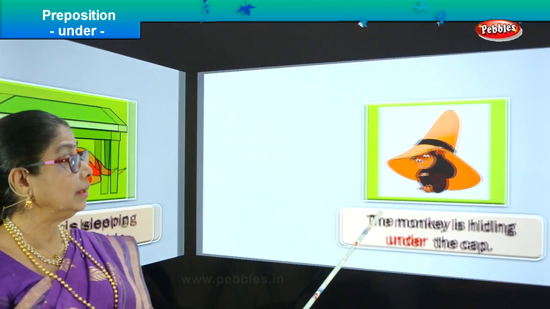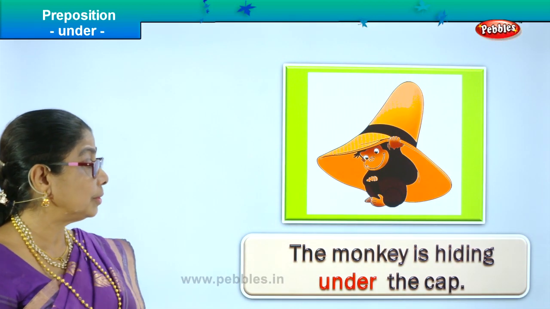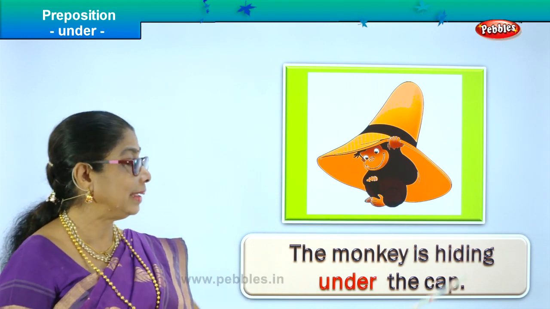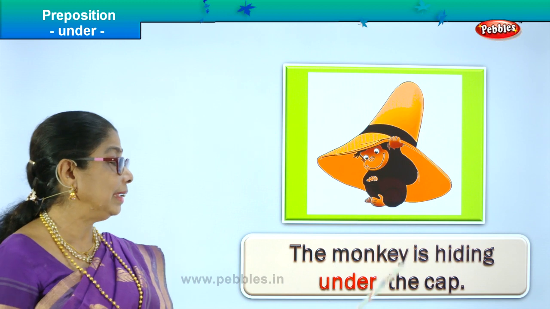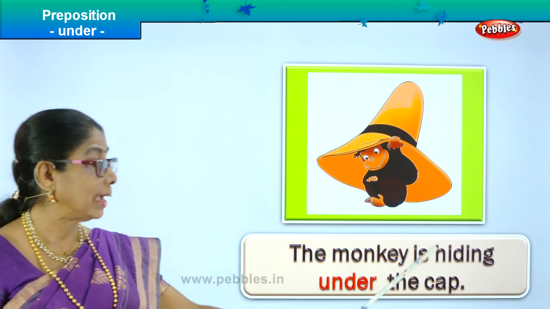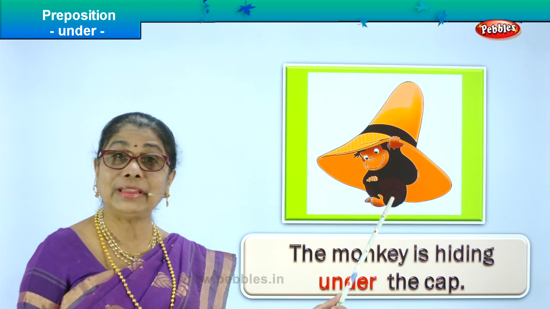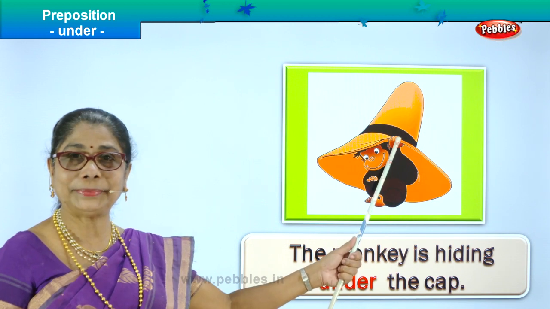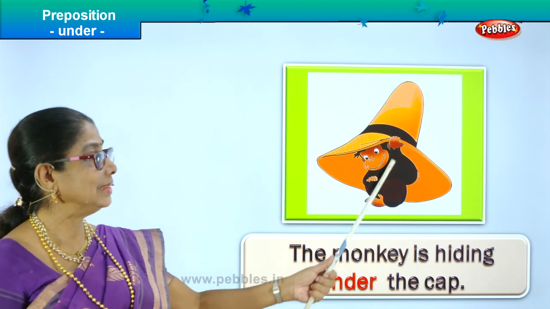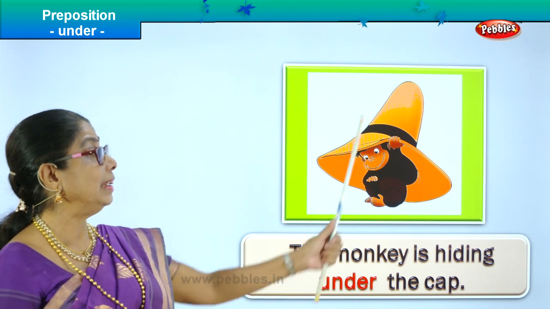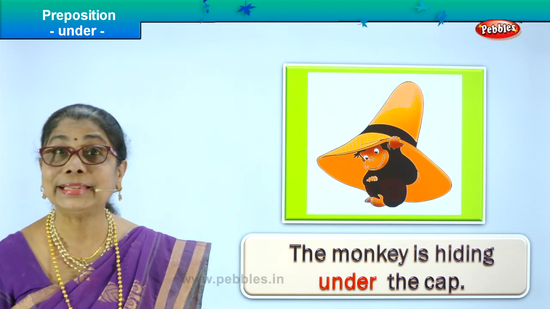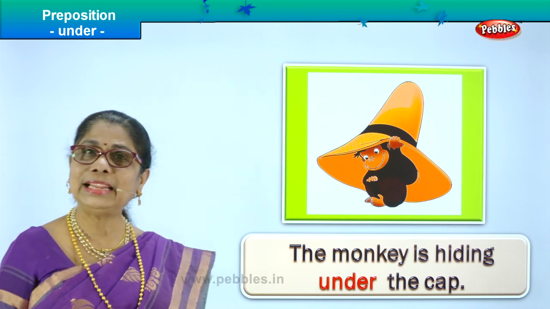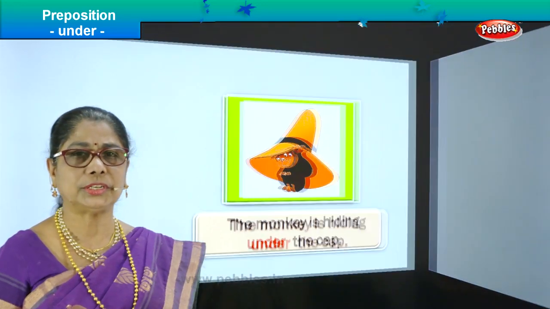Here we are. Here's a new picture. A huge cap is there, and somebody is hiding. Who is hiding under the cap? The monkey is hiding. It's a big cap, and the monkey is hiding under the cap. Where is the monkey? Hiding under the cap. Yes? Lovely picture, isn't it? The monkey is hiding under the cap, and no one can see him. Did you enjoy the exercise? The preposition under. Let's go on to another picture.